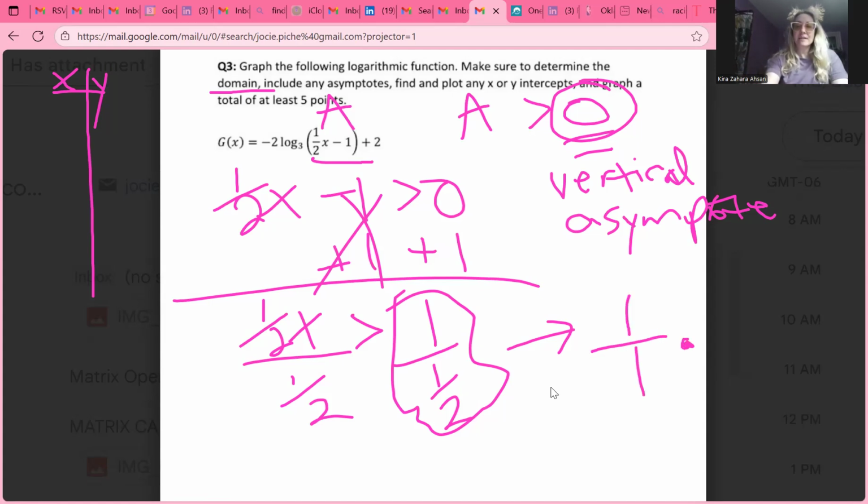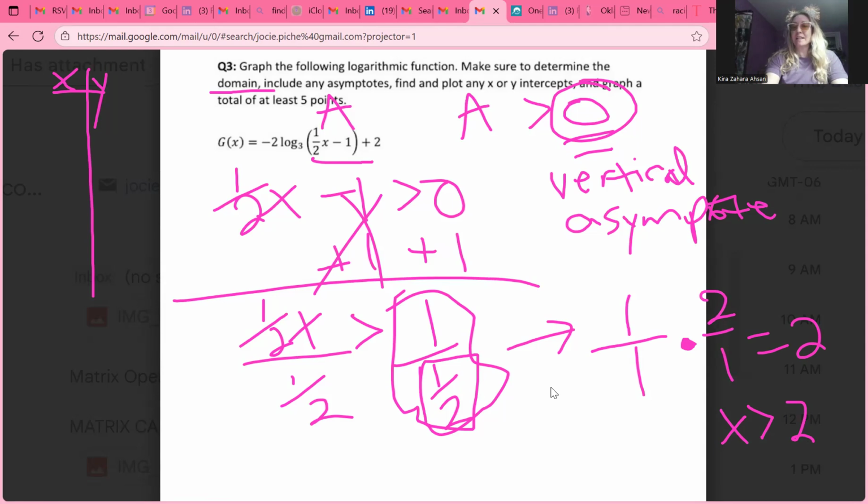Times. So we're keeping the top. We're changing this to a multiplication sign instead of division. And then we're flipping this. So that's your keep, flip, change, the reciprocal. So you're going to do 2 over 1, and therefore your answer equals 2. So your x has to be greater than 2. So that is officially your domain: x is greater than 2.